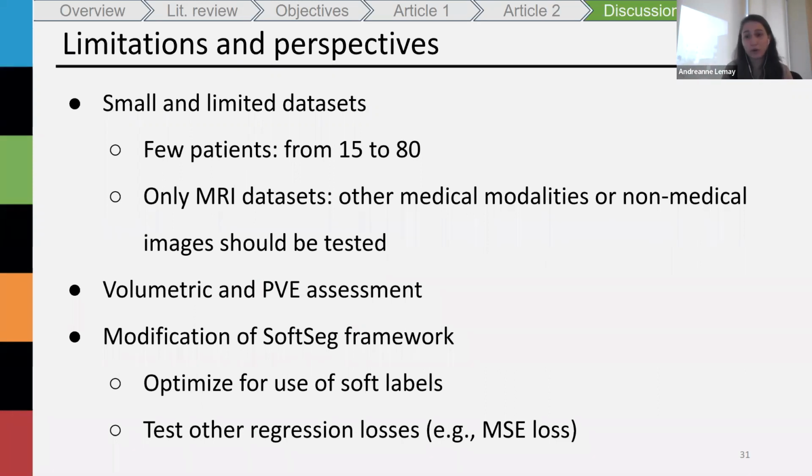Then we did not do a thorough evaluation of the volumetric accuracy of our prediction. To do this and to see if our predictions correlate with the partial volume effect, it would be interesting to have a data set where we know the actual volume of our object, or use an existing data set and use methods to estimate the partial volume effect. Then there are a lot of things that could be done to optimize the SoftSeg framework. We did try one combination, but it could be optimized for the use of soft labels, or we could test other regression losses. We have only tested one.